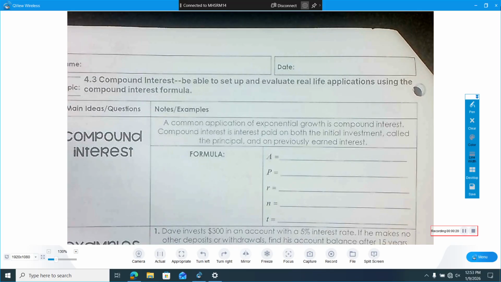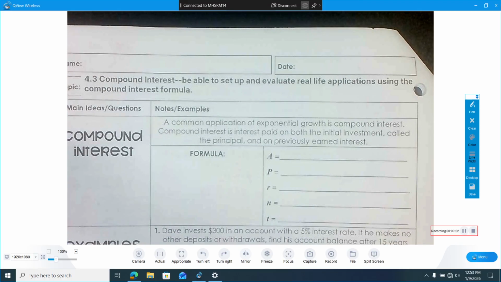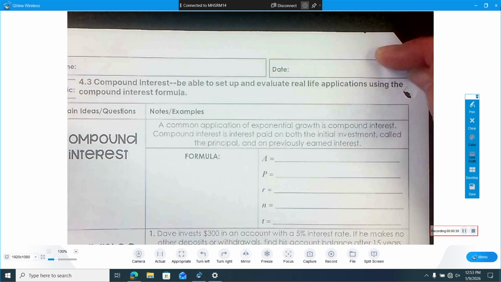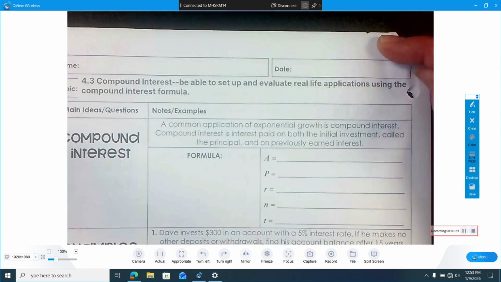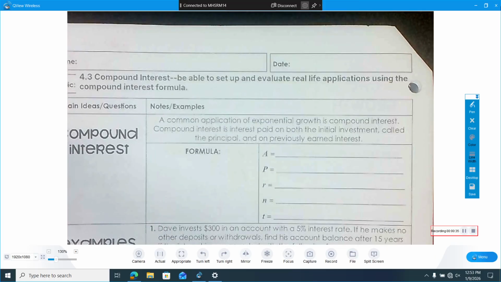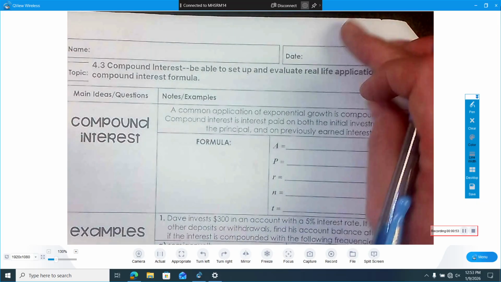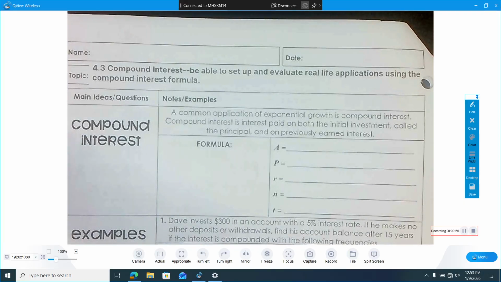A common application of exponential growth is compound interest. Compound interest is interest paid on both the initial investment, called the principal, and on previously earned interest. And we can compound that interest like your bank. You might have a savings account. Every time you get a statement, each month they compound the interest. So they total it all up. And so you'd compound that monthly or compound semi-annually. And so we can compound it more than just once a year.